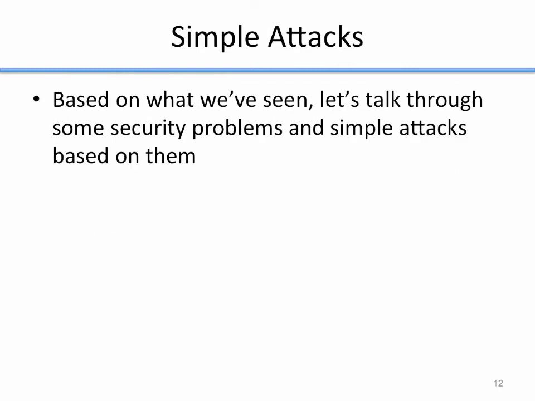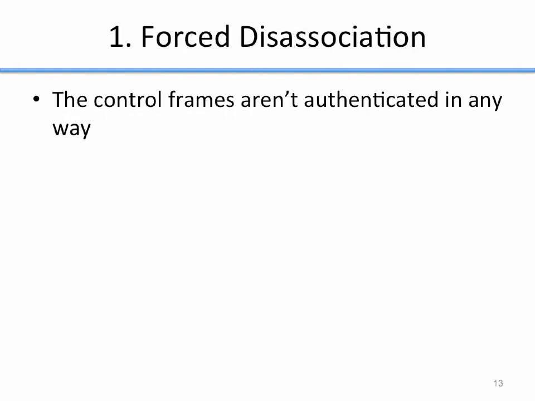Okay, so based on the stuff we've seen about 802.11 in general and about these security features, let's talk through some security problems and simple attacks that are based on them. The first thing, I'll call this the forced disassociation attack. The observation I'm making is that control frames aren't authenticated in any way, so there's no integrity for them. Well, if there's no integrity for them, then if I receive a control frame, how do I know it's actually from the person that it claims to be from?